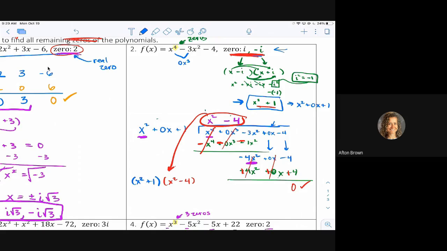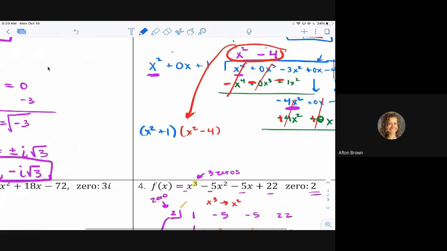This blue one, I already know that the zeros from here were negative i and positive i, because those ones were told to us. The other 2 zeros that we're going to find are from that red quadratic, x squared minus 4. And don't worry, this one's actually going to be super easy. To find a zero, you set it equal to 0. So x squared minus 4, and I set it equal to 0. And then I solve. What would you do to solve this?